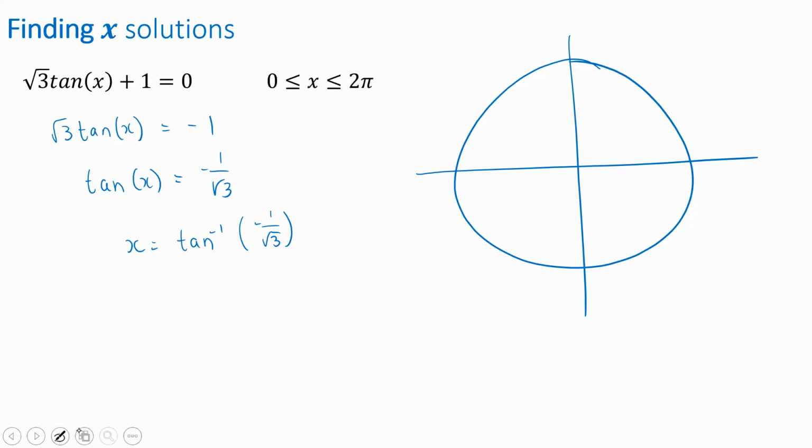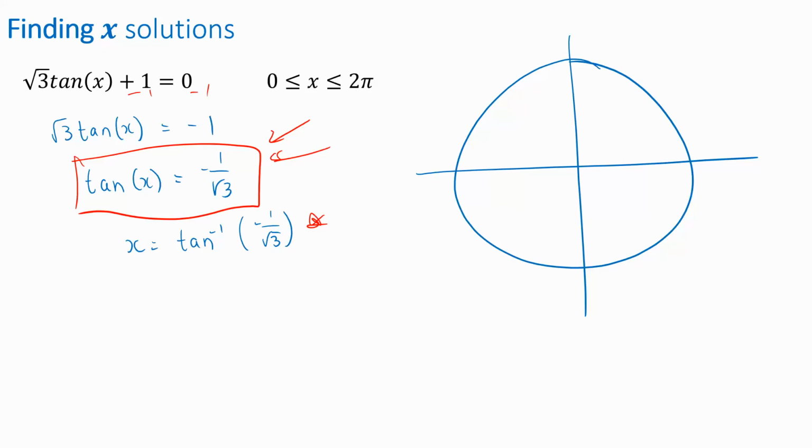Alright, here we go. Let's go through our solution. So hopefully you got up to this step. You move the 1 across and -1 on both sides. Divide both sides by √3. So you would have got up to this step here. To get x, you had to do tan inverse, and I told you to pause. That's where you pause. Your goal is to read what this means.